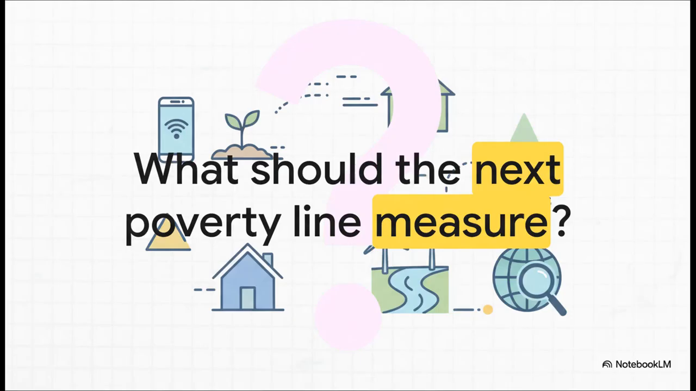Which brings us to today and leaves us with a final, big question. This journey is clearly not over. As India's economy grows and changes, our idea of what counts as a minimum standard of living is going to change with it. So what should the next poverty line measure? Should it include access to the internet, a safe environment, good healthcare? The quest to define poverty continues.